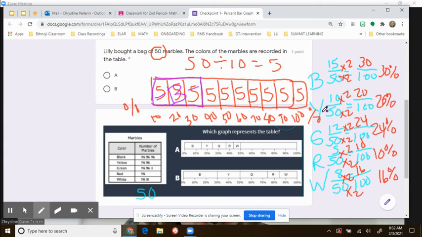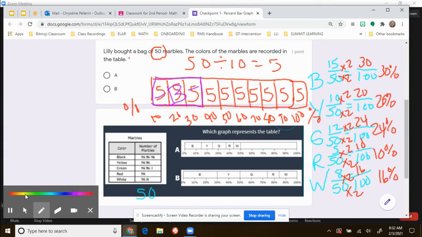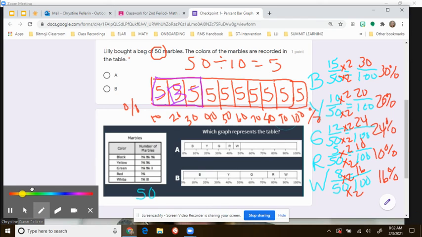The next one is yellow, which is 20%. So I'm going to use yellow. Now, that does not mean it's right here at 20%. We have to count by tens from the end. We don't say 10, 20, that's yellow. No, 10, 20. Because remember, we're counting the percent, not the fives. And that's yellow.